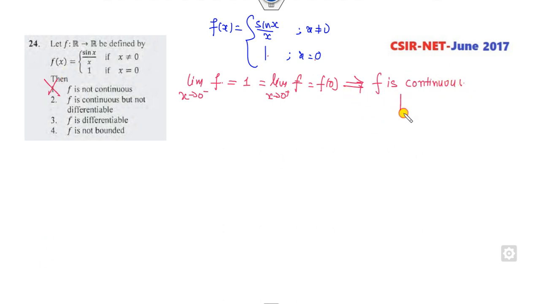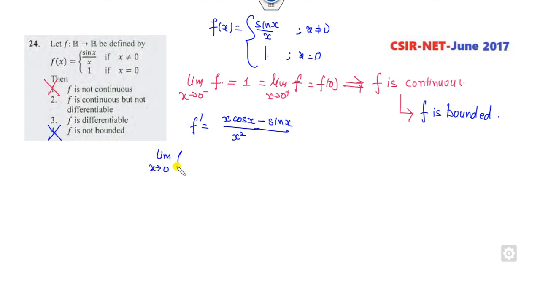Once the function is continuous, what is the meaning of that? The function is bounded as well. Every continuous function is bounded. So the fourth option is also cancelled out. Now you check whether it is differentiable or not. So what is the f dash? It is x cos x minus sin x over x square. Fine. Now you can check the limit as x approaches 0 of f dash, from 0 minus and 0 positive.